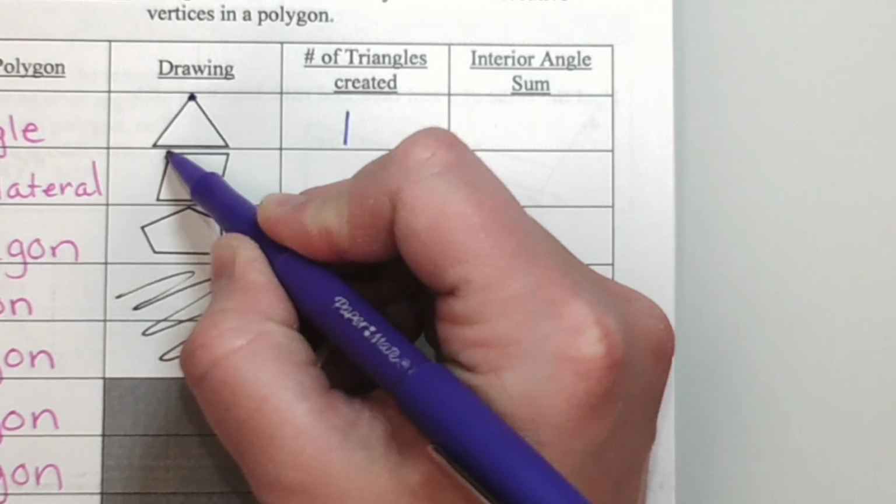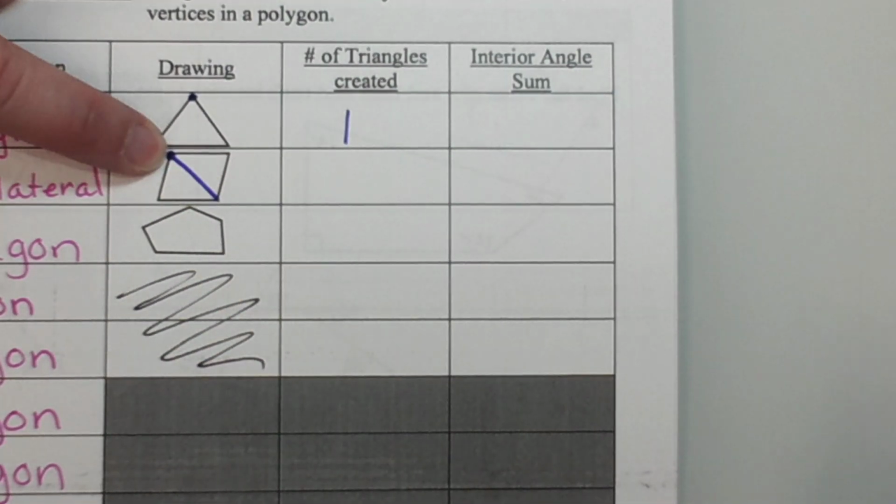So when I draw from this corner all the diagonals that I can, which is only one, how many triangles do you see in that shape now? 2.